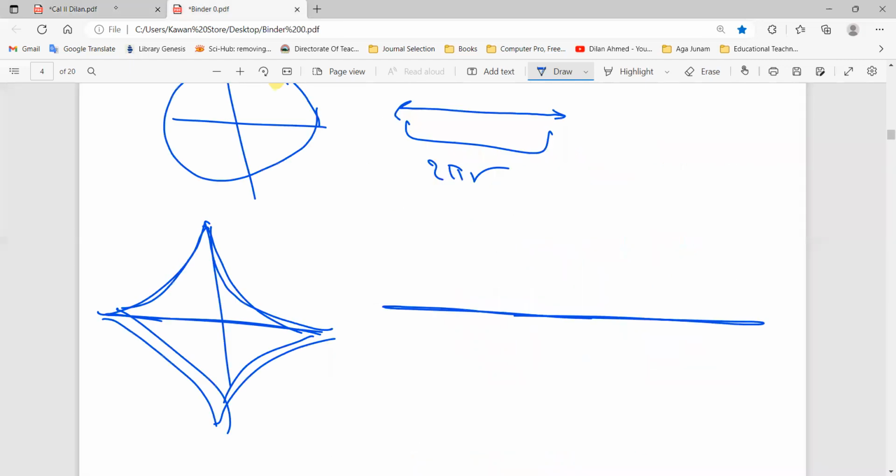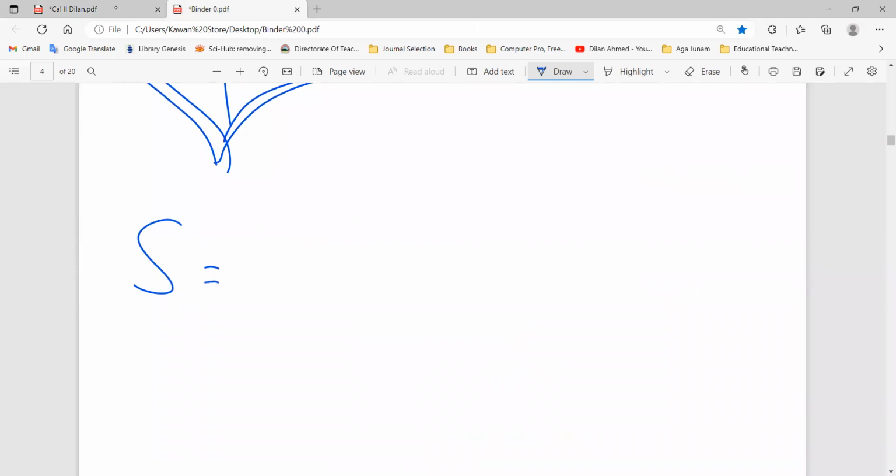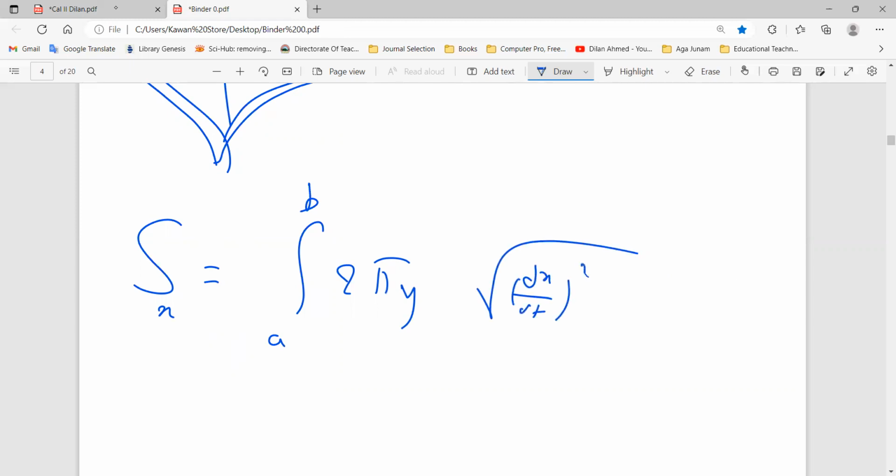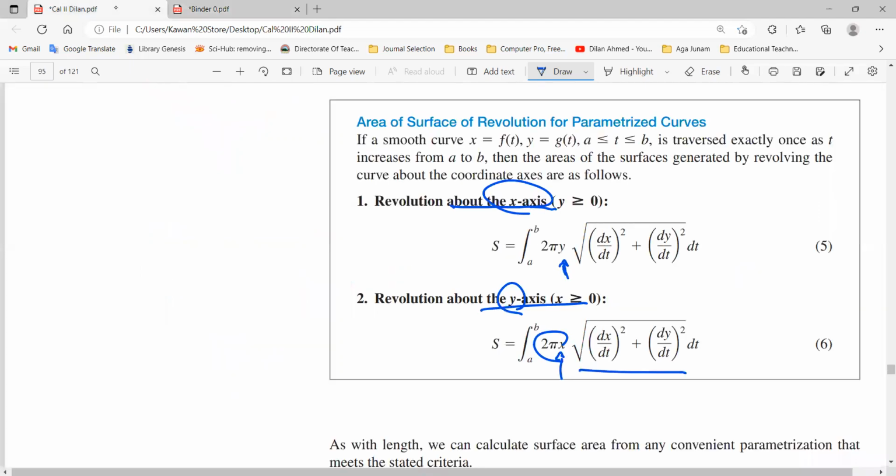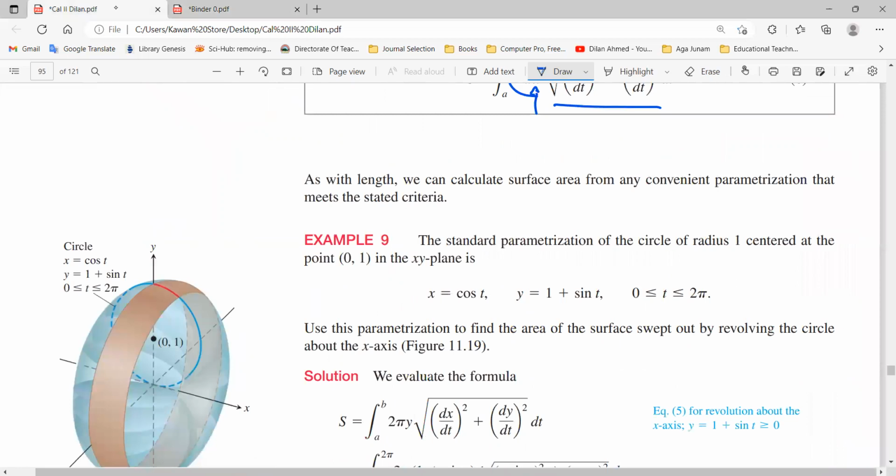So what's the difference between length and surface area by revolution? We say we have AB, okay. 2 pi, depending on, for example, if here's x, 2 pi y, okay. Then what else? Then we have the length rule, dt. So just that one adds. Okay. So how's the equation? How's the question? Let me read that one.